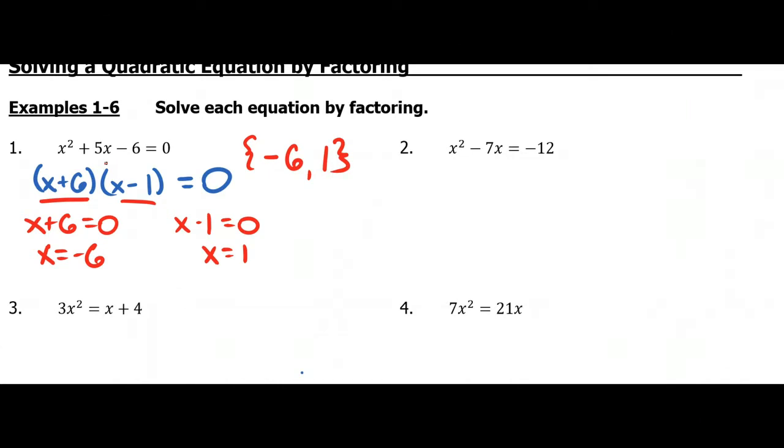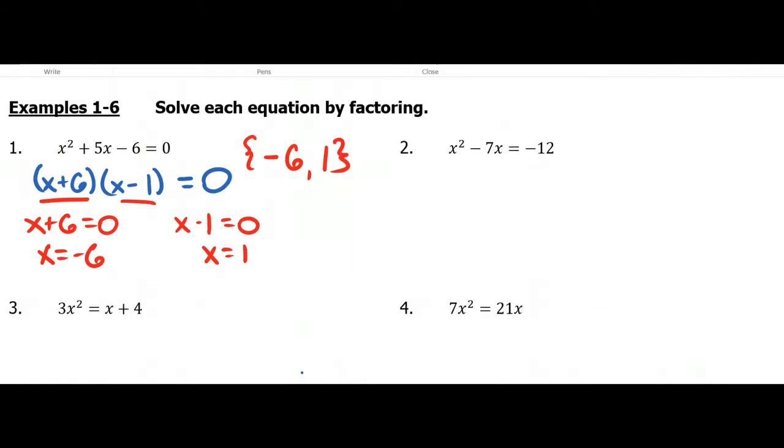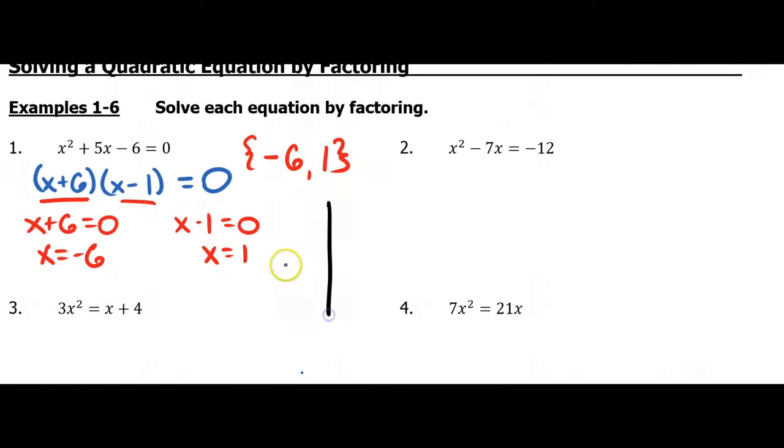Just remember, you can check each of your quadratic equations by graphing in your calculator. If you were to graph this function on your calculator, you would get a parabola that has two x-intercepts, or two zeros as we call them, one at negative 6 and one at positive 1. So that's a way to check yourself on each of these quadratics, to see if you're doing it right: graph each equation on your calculator and check where the x-intercepts, the zeros, are.